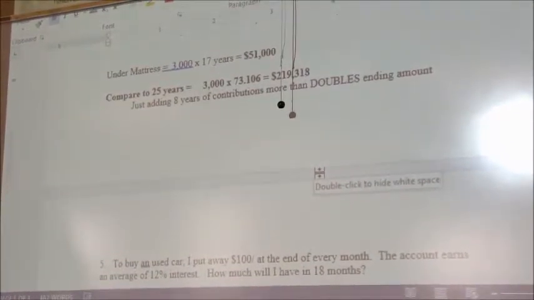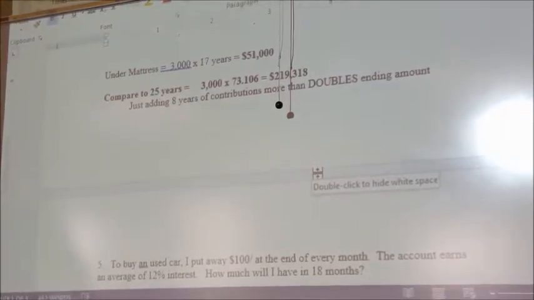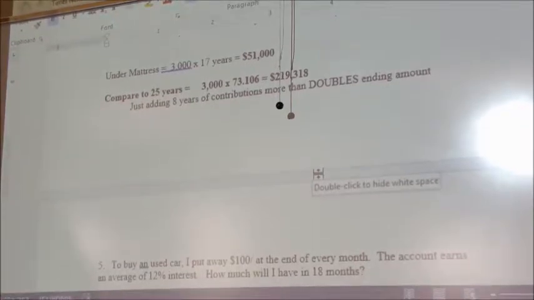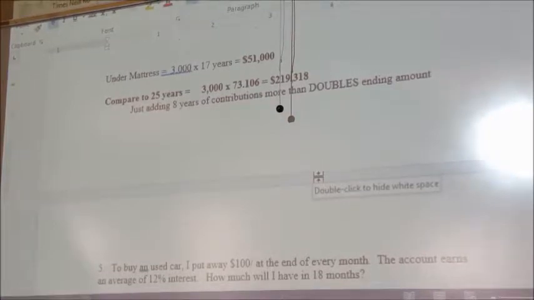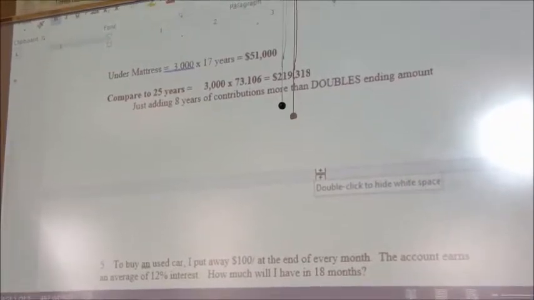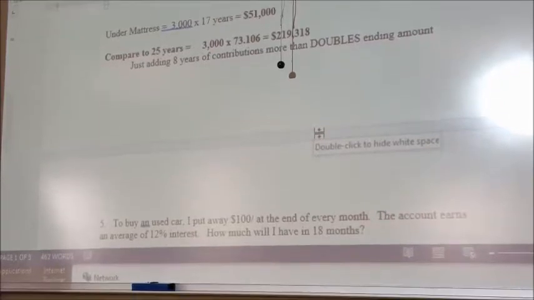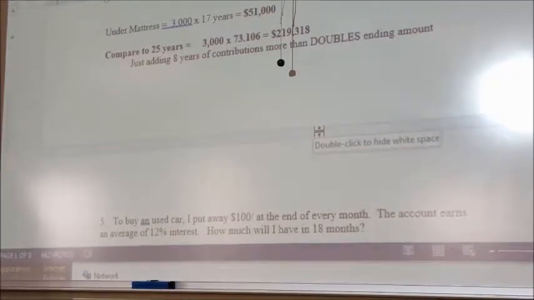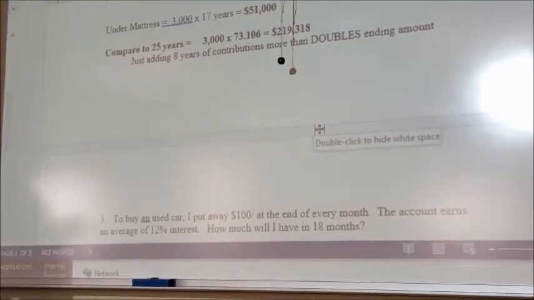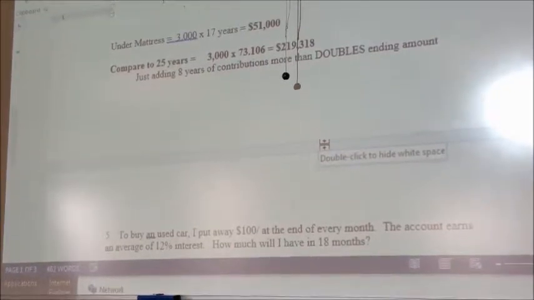Okay, number 5, we're in the same category here, so we're probably going to be using the same charts. Because, again, I'm dealing with payments. That's what an annuity is. And I want to know how much will all of those payments be worth in 18 months. Put $100 away and earn 12% interest. I don't know what it's worth in the future. Key word being the future.